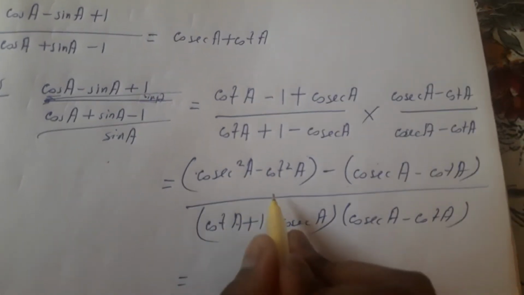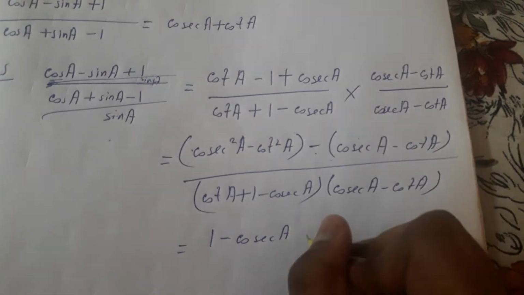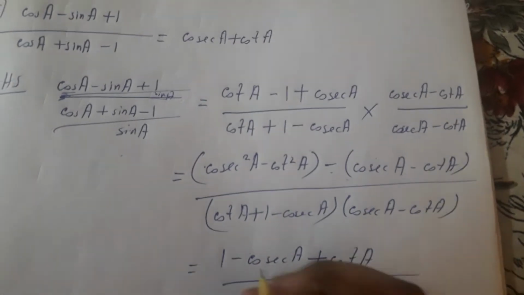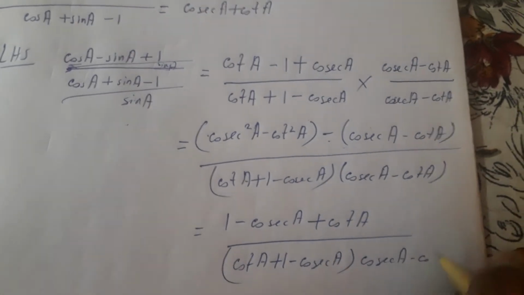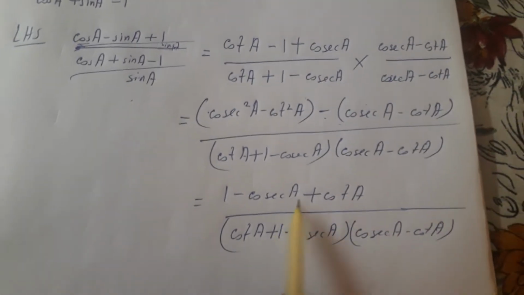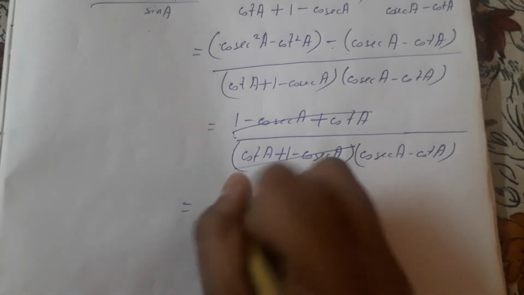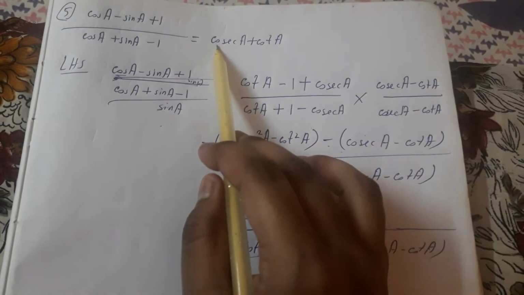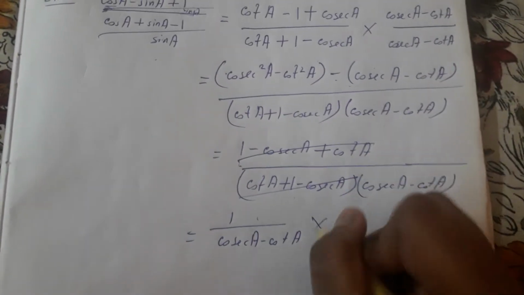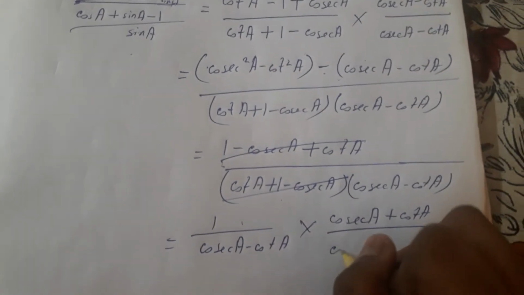Now see, cosec square theta minus cot square theta is equal to 1. Now see 1 minus cosec A, minus minus plus cot A, divided by cot A plus 1 minus cosec A into cosec A minus cot A. Now see these and these are the same, so this will be cancelled out and you will get 1 by cosec A minus cot A, but you have to write here cosec A plus cot A, so you have to multiply by this, that is cosec A plus cot A, on numerator and denominator.